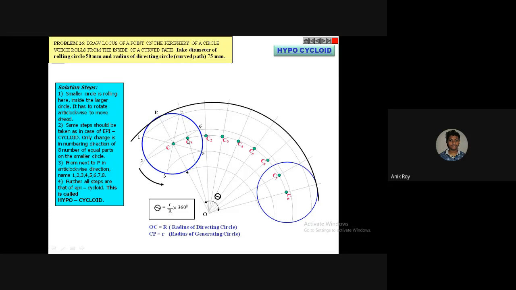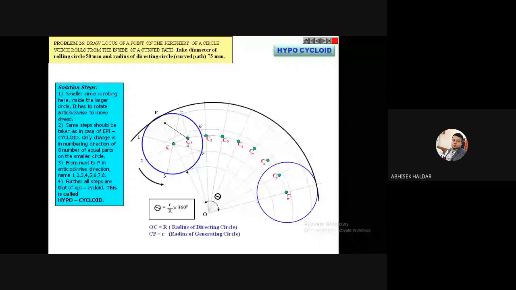The first line, the arc that is coming from 1. I will cut that line, so this much. In my compass, what will be the length? CP. Always remember CP, or the radius of your rolling circle. So name this intersection point as P1.